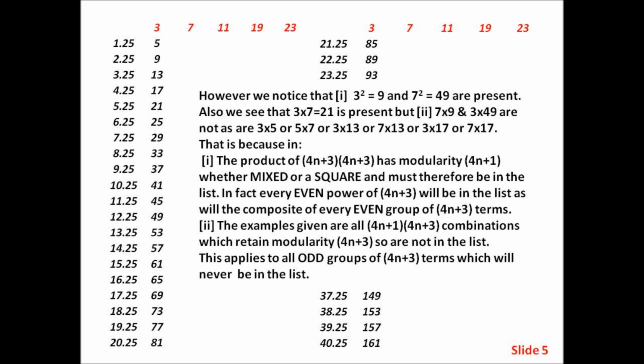In fact, every even power of 4n plus 3 will be in the list, as will the composite of every even group of 4n plus 3 terms. The examples given are all 4n plus 1 times 4n plus 3 combinations, which retain modularity 4n plus 3, so are not in the list. This applies to all odd groups of 4n plus 3 terms, which will never be in the list.